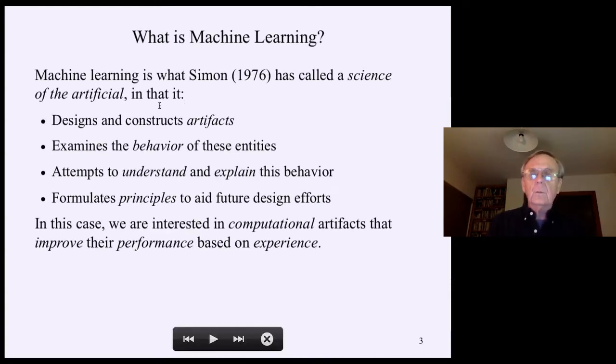So what is machine learning? In my view, it's an example of what Herb Simon called a science of the artificial. That is, it designs and constructs artifacts. It examines the behaviors of those artifacts. It also attempts to understand and explain their behavior. And based on that, it tries to formulate principles to aid in the design of future artifacts of the same type. And in this particular case, we're talking about computational artifacts that improve their performance based on experience.